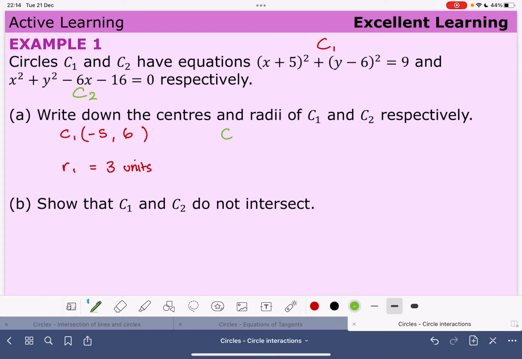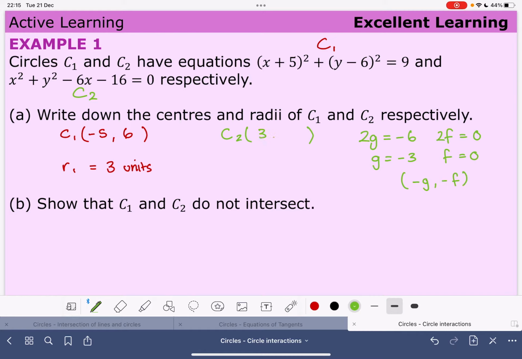To get the centre of it is a little bit trickier, so I'm going to do a little bit of working at the side. We practiced this in the previous video. We're going to start with 2g equal to -6. And you'll notice that there's something missing: we don't have a y term in there. We saw this in class the other day. We've got that 2f is equal to 0. This gives me g equal to -3, f equal to 0, and remember your centre is (-g, -f).